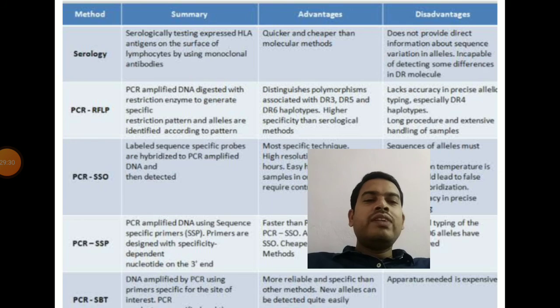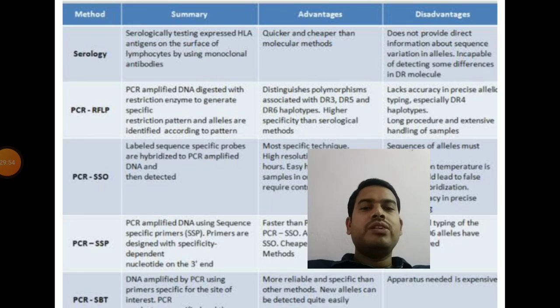but this will not give an accurate result for the process of transplantation. This method was used before the invention of Southern blotting and PCR, and it does not provide direct information about the sequence variation in the alleles. So you cannot find the difference in the alleles of the HLA using this serological method, since you are using just monoclonal antibodies.